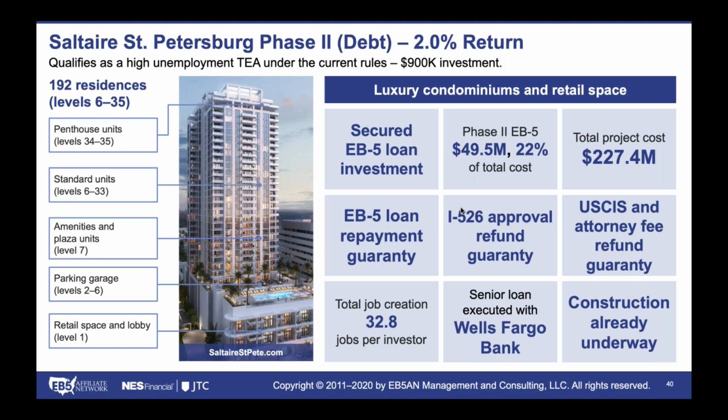So for this deal, the investors do earn a 2% preferred return. There's $49.5 million of EB5 that's going to go into this project as a mezzanine loan. And there is a senior bank loan that's already executed with Wells Fargo. So this is a project that's well under construction. There's a strong amount of pre-sales of these condominiums, well over $100 million of pre-sales.